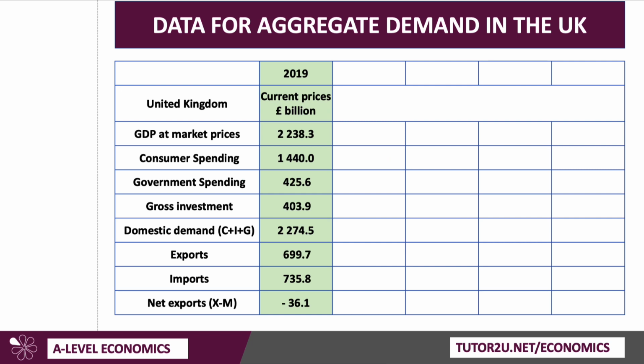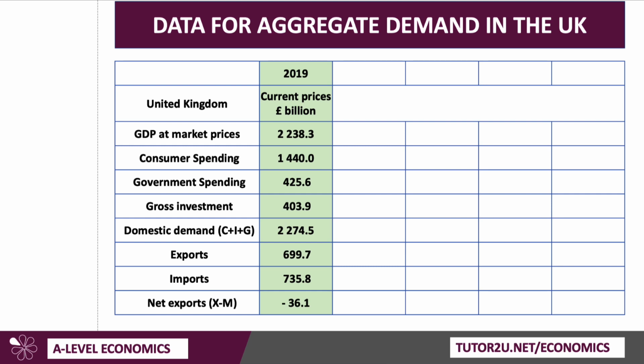Now let's take 2019 as a little base here. This was the last year, obviously the last full year before the pandemic. And at current prices, GDP in the UK was just 2.2 trillion pounds. Big economy. You can see that well over half of that is consumer spending on goods and services, 1.4 trillion pounds. Government spending and gross investment spending pretty similar.